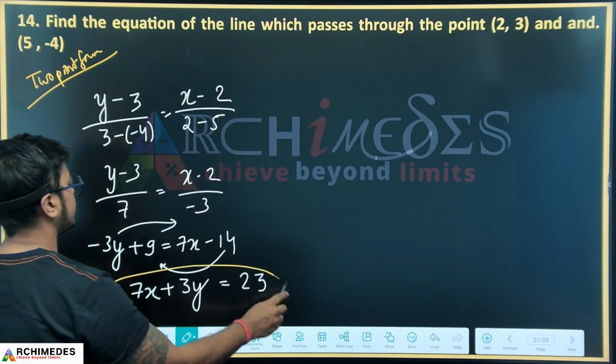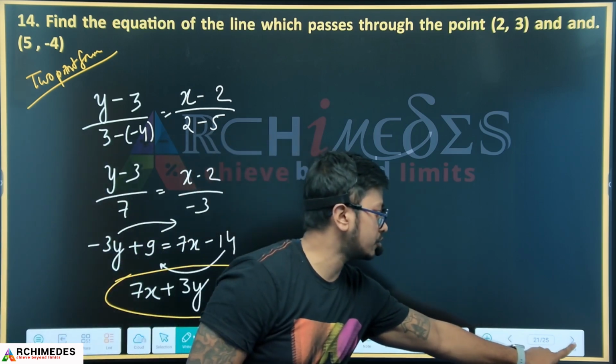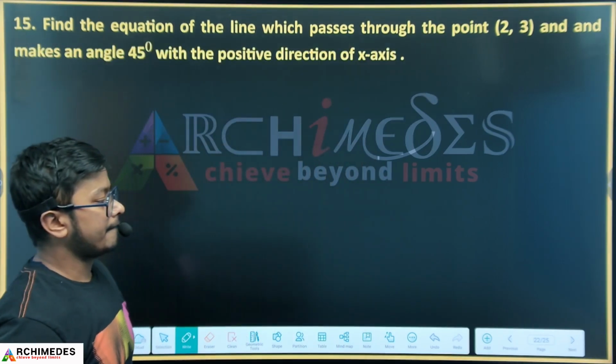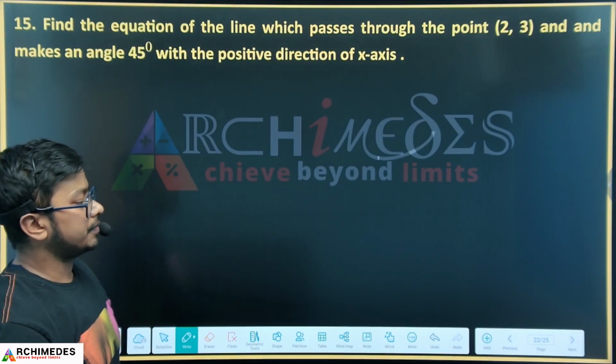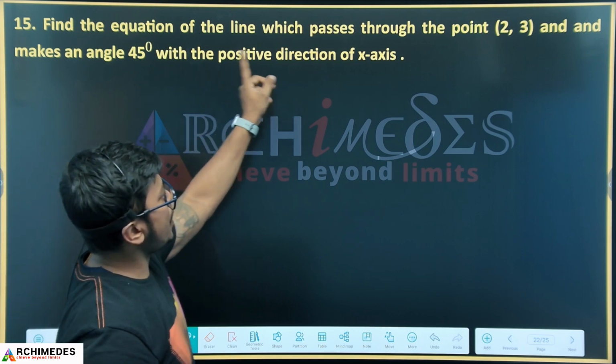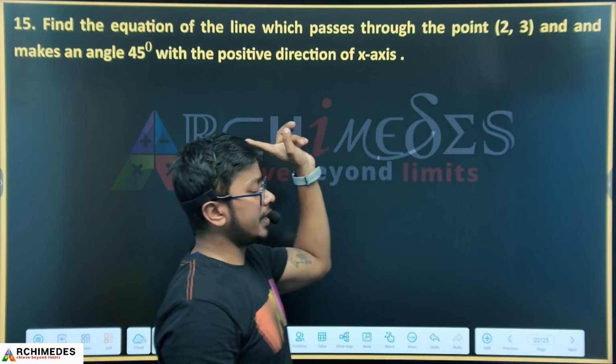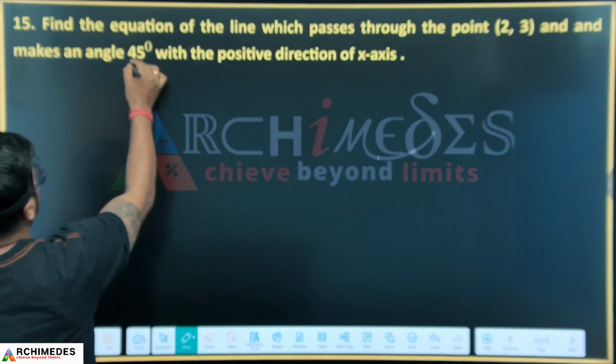Clear? It is the same as we have already done in the MCQ. So I'm proceeding to the next question. Look over it. Find the equation of the line which passes through the point (2, 3) and makes an angle of 45 degrees. Now look over, it makes an angle of 45.